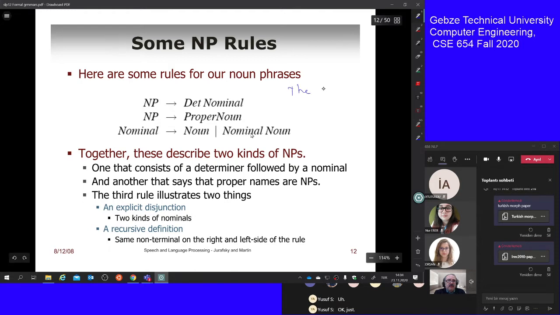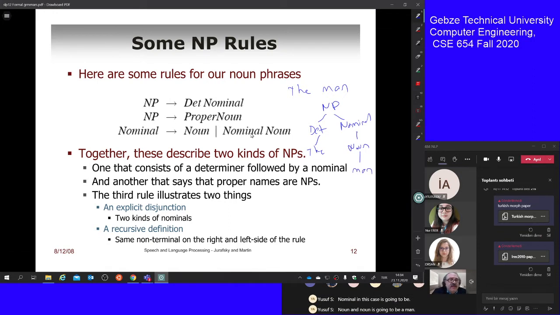Just, the man. This is a noun phrase, right? The man is a noun phrase. So how do I parse this? This is what I do. I started with a noun phrase. I started with determiner and nominal. Determiner is the, nominal in this case is going to be noun, and noun is going to be man. So the and man are terminals.